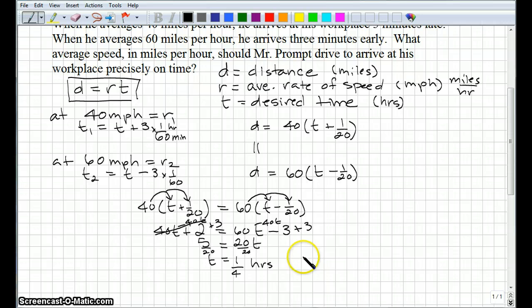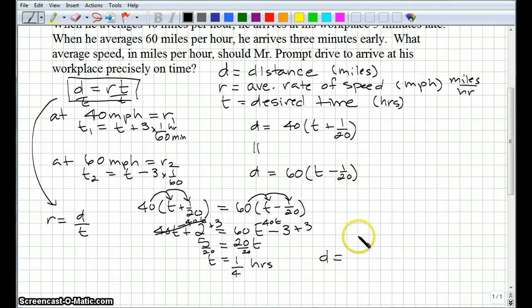In order to find the rate, I can take this equation right here and write it as rate equals distance over time. I have time now, but I still don't know the distance. If we figure out the distance, we have the information now that we can plug 1/4 of an hour into either one of these equations, and we will get the distance. So let's go ahead and do that.